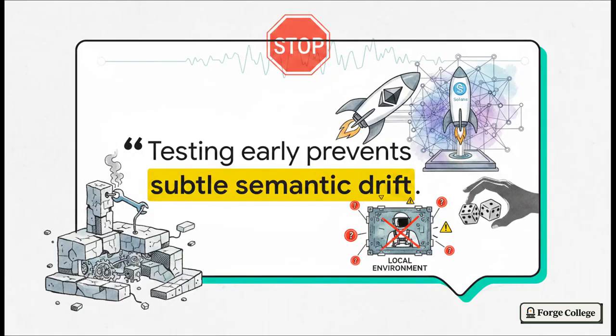You know, we've all heard that classic Web3 joke, right? Testing on mainnet is a feature, not a bug. Yeah, no way. Let's be absolutely clear here.